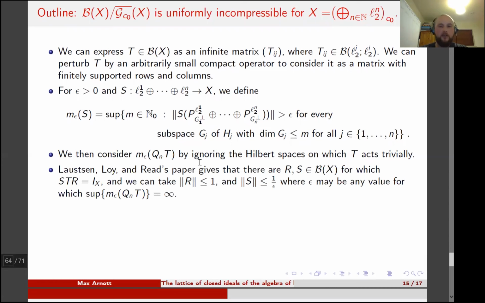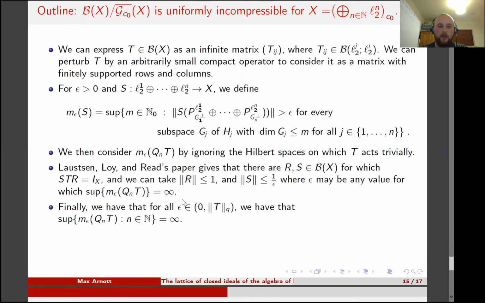On which Qn of T acts trivially, I should say. So Larson, Loy, and Reed's paper gives the factorization, the identity factors through T. And from their proof, what you can do is prove that R can have norm at most 1, and S you can take to have norm less than or equal to 1 over epsilon. Epsilon you can take to be any value for which the supremum of M epsilon Qnt for n natural is equal to infinity.